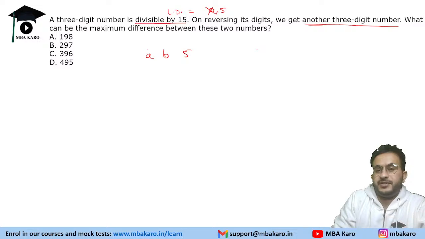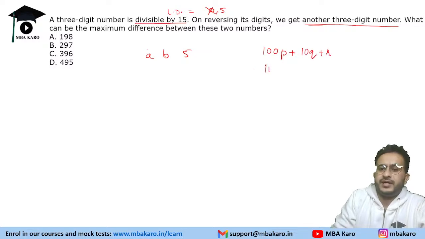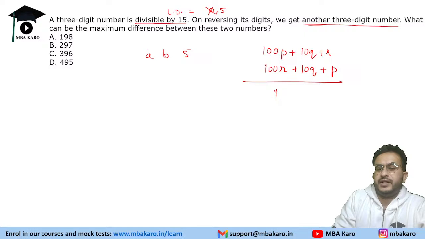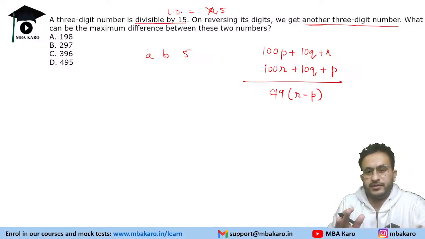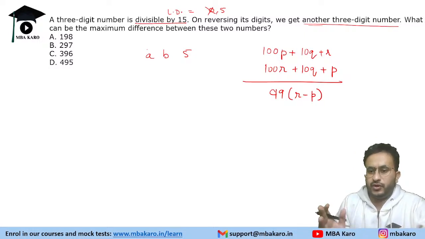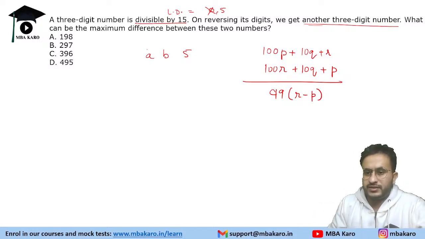So what is the difference between the numbers? Let's say you have a three-digit number of the format 100p plus 10q plus r. The reverse is 100r plus 10q plus p. So the difference is 99 times (r minus p). Again, this is a brush-up for those who do not know what the difference thing is.